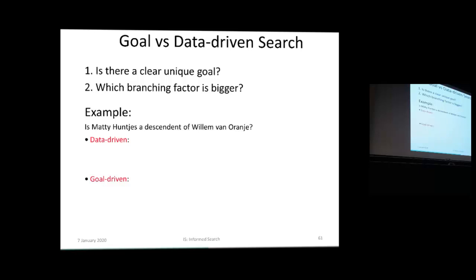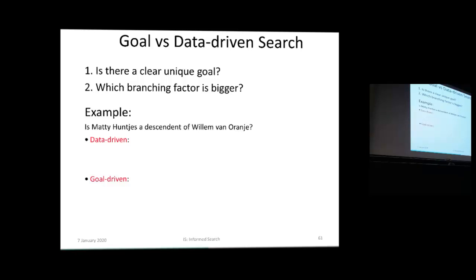Because you understand that this is, again, a simple search process. We have a state where that's Matti, and then we have the state where we know the parents, and the question whether it's a predecessor or not. Which direction would you search? You would start from Willem von Oranje.